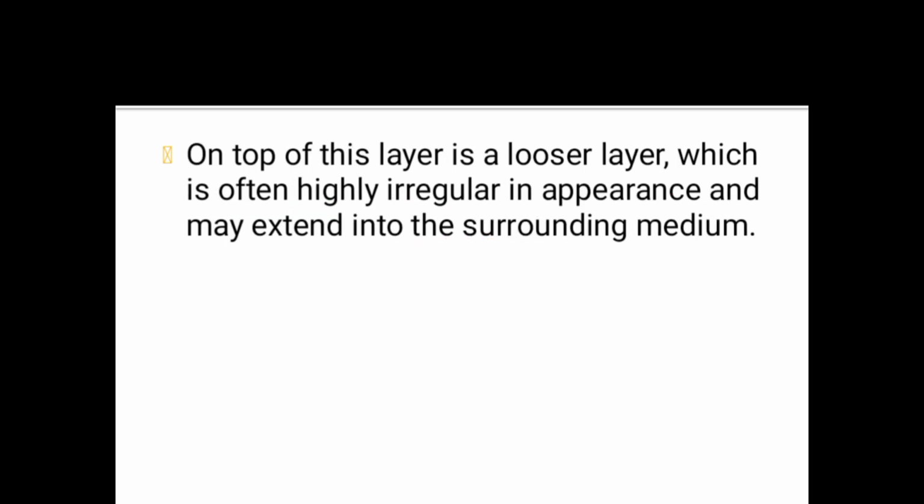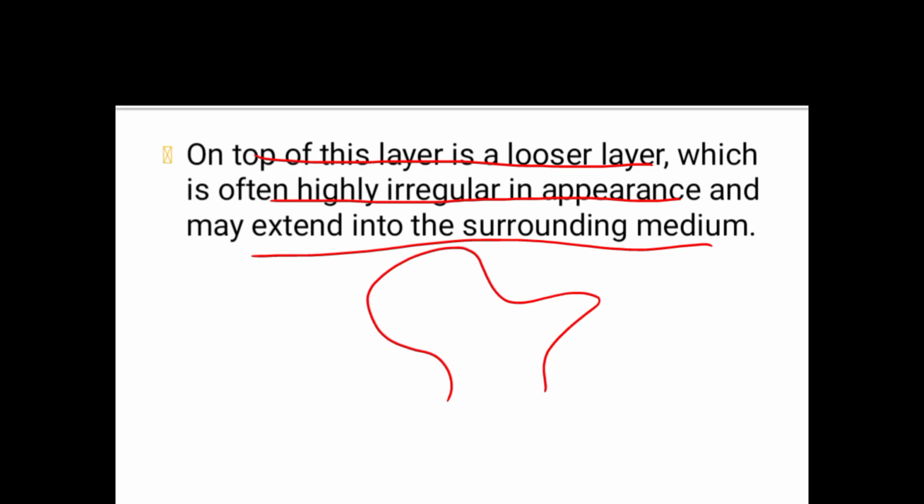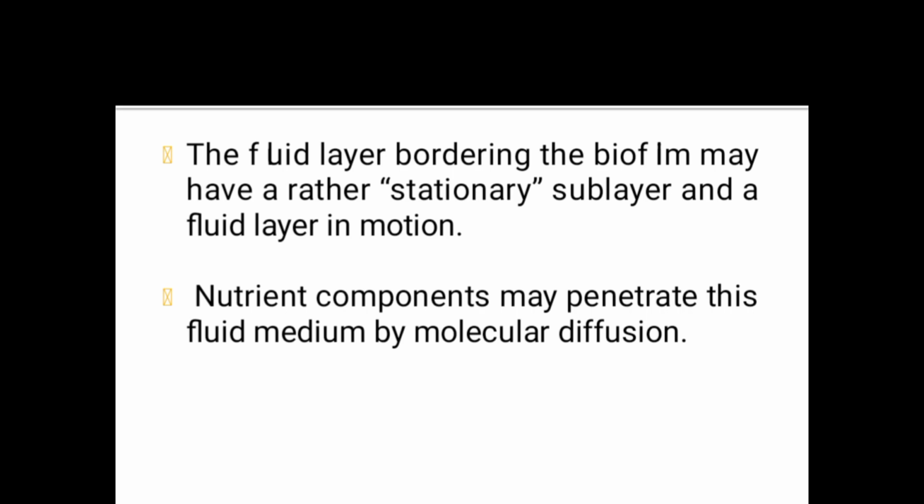Moving towards the top layer now. The top layer is loosely layered, often highly irregular in appearance, and extends to the surrounding medium. So the top layer is loose, highly irregular, and extends to the surrounding medium. The fluid layer bordering the biofilm may have a stationary sublayer and a fluid layer in motion.